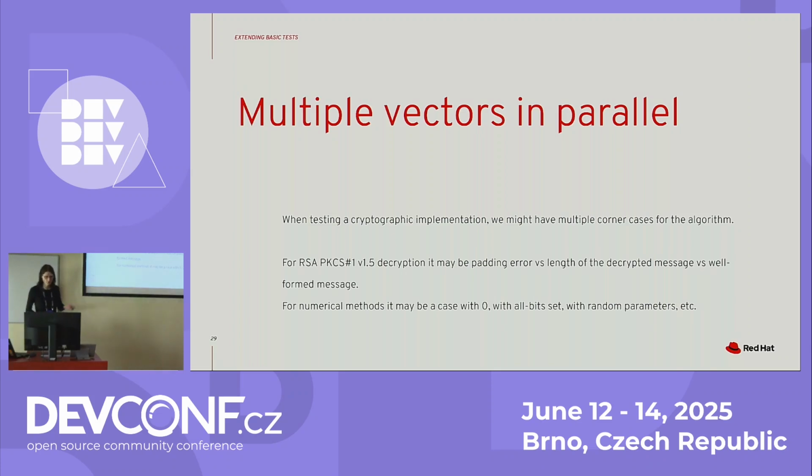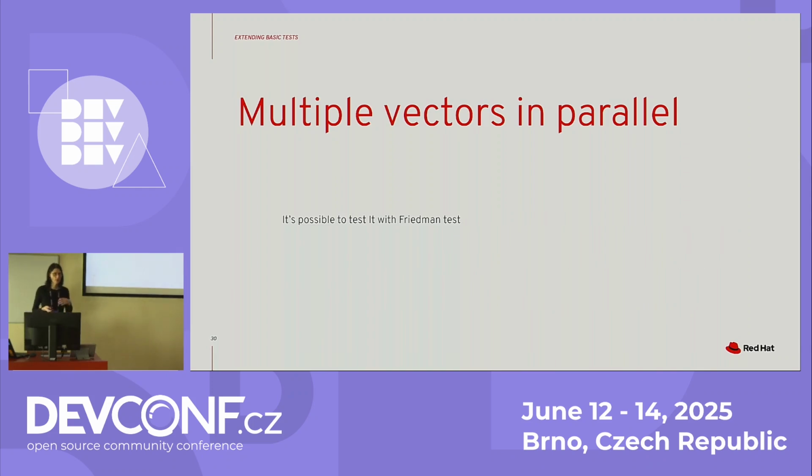For example, for RSA PKCS 1.5 decryption, there may be different errors. We can have a padding error, or the length of the decrypted value being not as expected, stuff like that. For numerical methods, it can be a case with 0, with all bits set, with random parameters, and so on. And if we want to perform this kind of testing, this is actually possible very easily with the Friedman test.